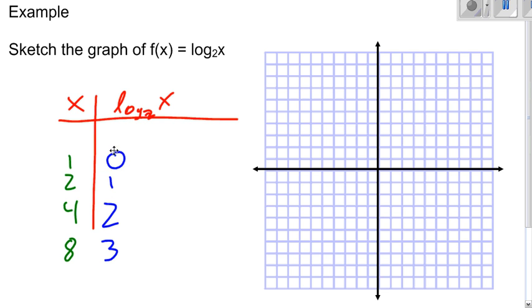So in this case, for logs, our output is the exponent we have to think about, and then our input has to be the actual powers of 2. So 1, 0 is a point, 2, 1 is a point, 4, 2, and 8, 3. So it's going to go through all of those points.